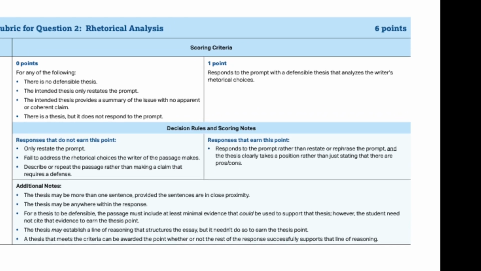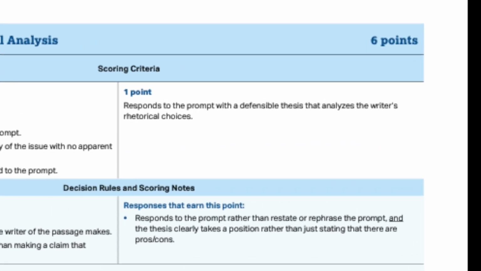Now, if you get a 1, it means that you respond to the prompt with a defendable thesis that analyzes the writer's rhetorical choices. Now, the rhetorical choices are going to be the things that the writer has done in order to address elements of the relationship. And you should understand that pretty well by now. If not, you have to ask for some clarification at some point. Tartan time, after school, whatever.